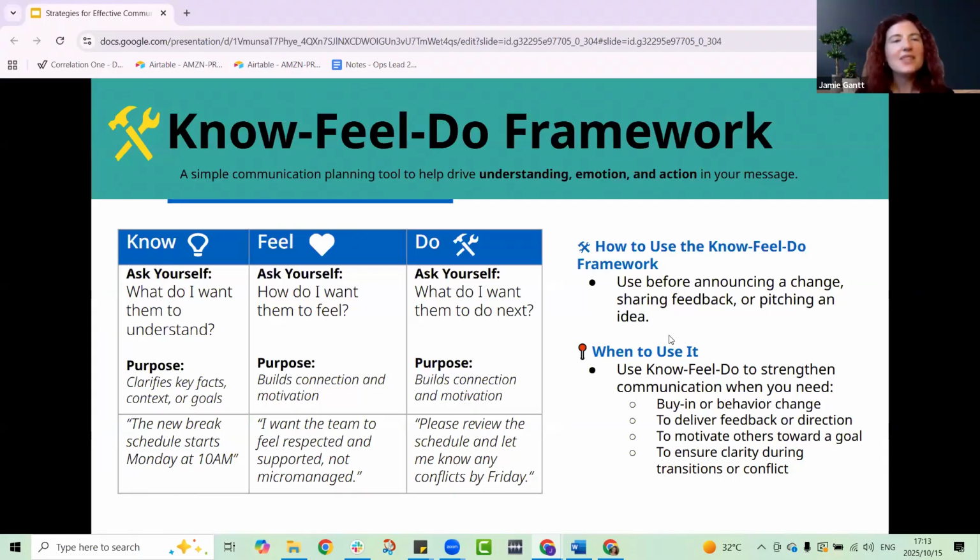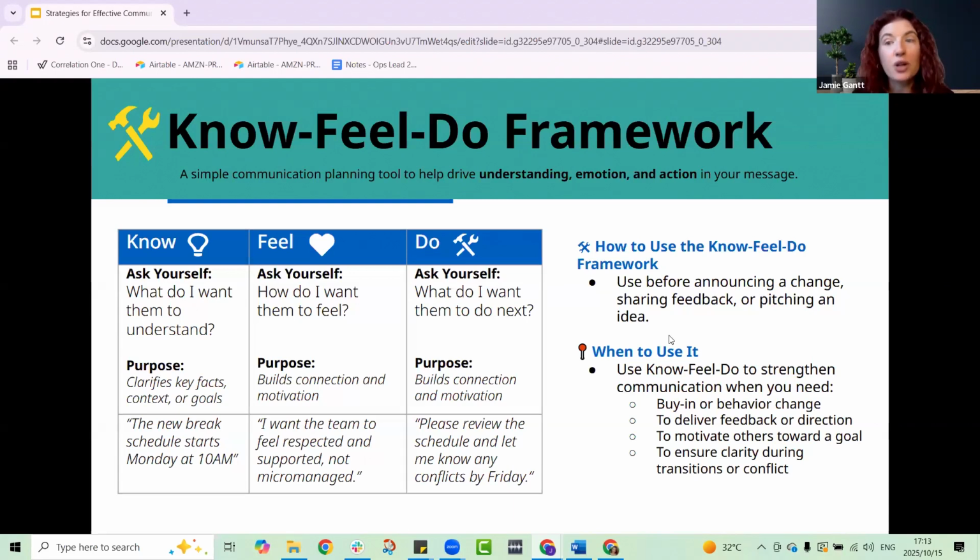All right. So let's talk about the know, feel, do framework. Has anyone used this one? Let me know in the chat if anyone has used this framework, or you can raise your hand and come off mute. That's fine too. But let me know if you've used this framework. Asking yourself, what do I want them to understand? How do I want them to feel? What do I want them to do next?